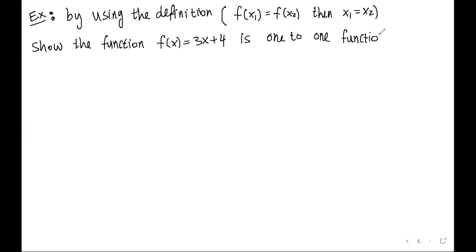Anyone has any idea how can I start solving this one? How can I show this function is one-to-one? I'm going to use this formula. I have to plug in f of x1 equal f of x2. Then I have to check, is x1 equal x2? If x1 equal x2, this means the function is one-to-one. Anyone has any idea how I can start solving this example?